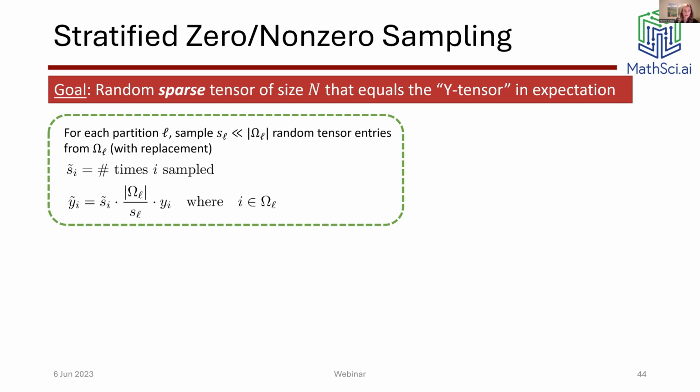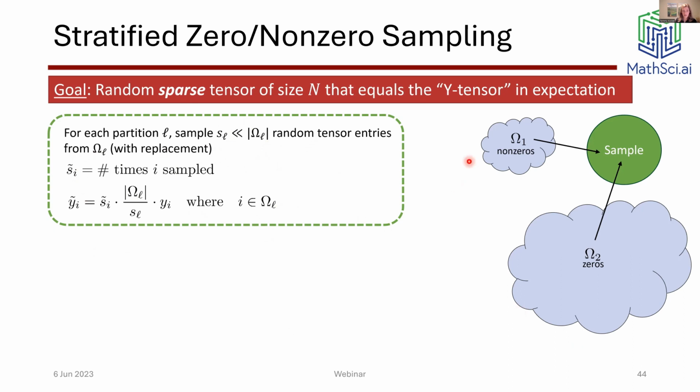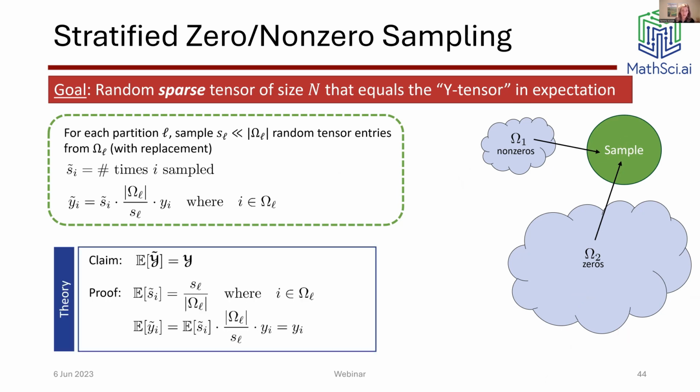The formulas I show here are for an arbitrary partition, where omega sub L is your Lth partition. You can set how many samples you want from each partition, which we'll call S sub L, and it's much smaller than the total number of entries in that partition. Then you do the sampling, and then you reweight so that things are equal in expectation. You can think of it as dividing your data into two groups, non-zeros and zeros, and then building up a sample from those, sampling separately. Again, you can prove that everything is correct in expectation. There are some little nuances.